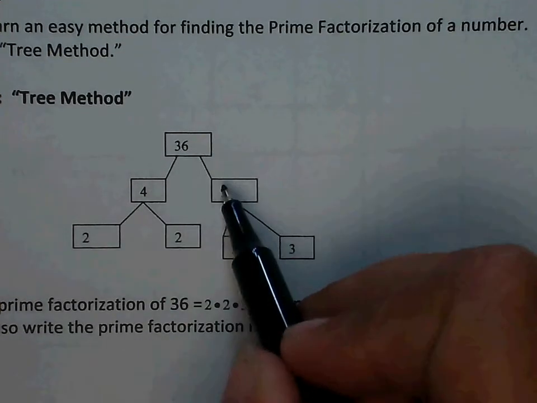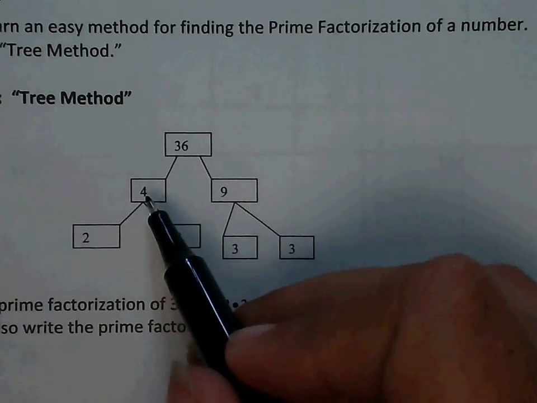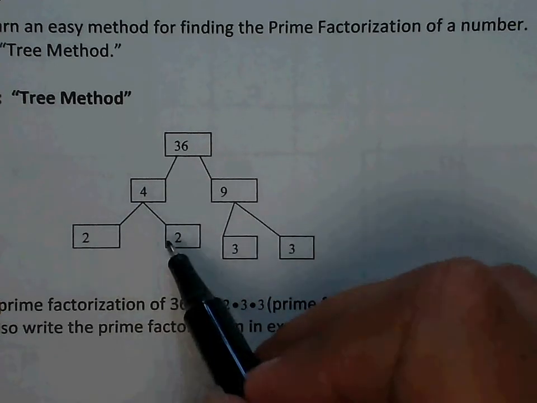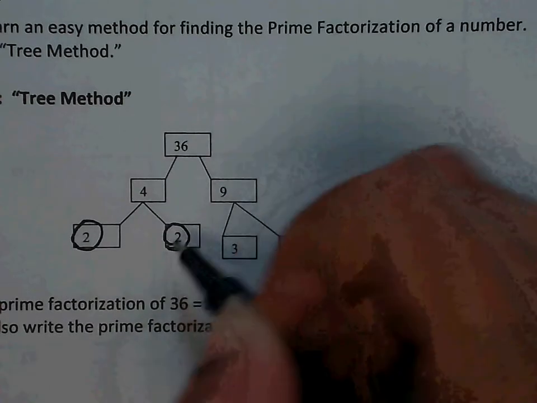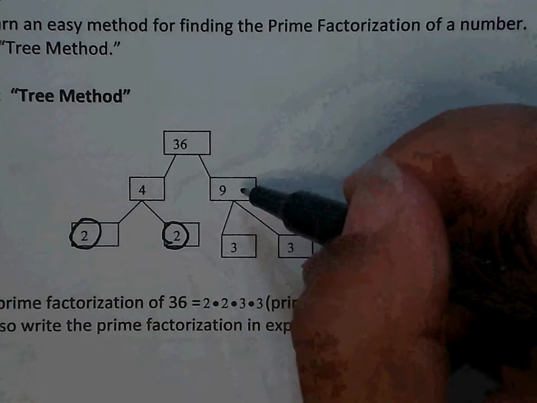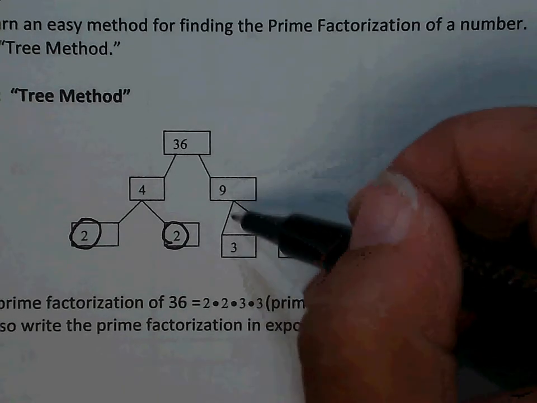Then I'm going to look back at 4 and ask myself, is this prime? If it's not, I'm going to break it down again. So my factors of 4 are 2 and 2. Now that I've broken it down into prime numbers, I can circle them. Then I'm going to look at 9. I'm going to ask myself, is this prime? If it's not, keep breaking it down. So I'm going to break it down into 3 and 3.